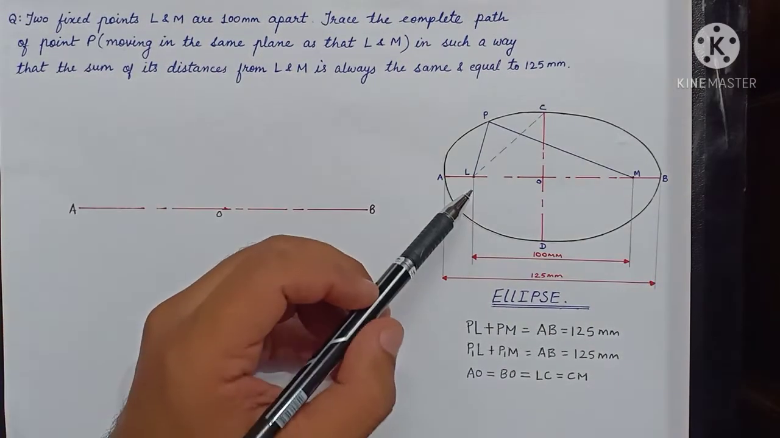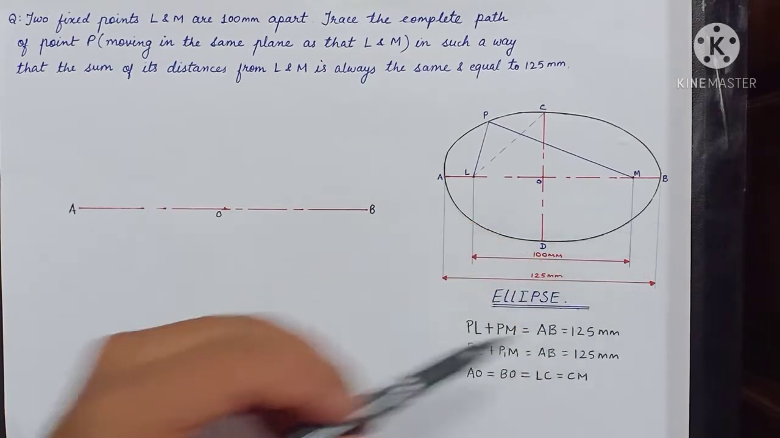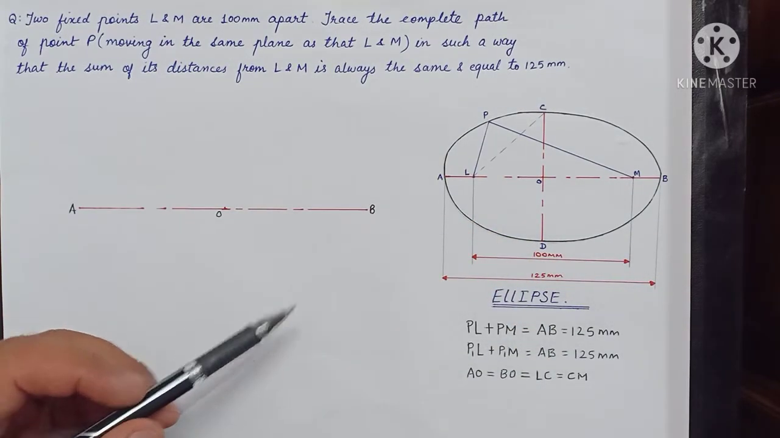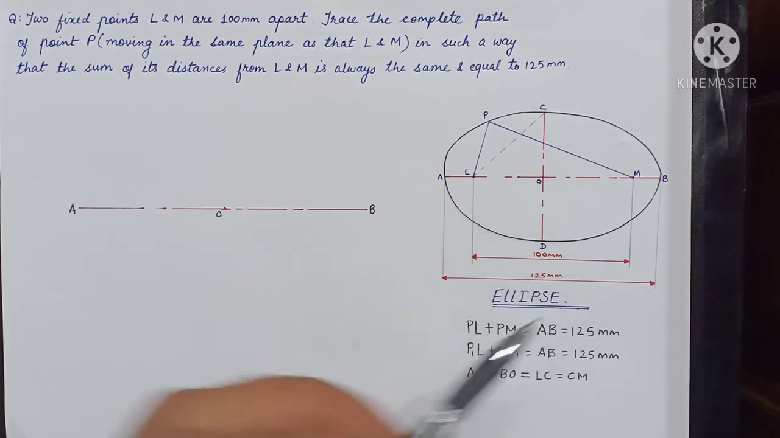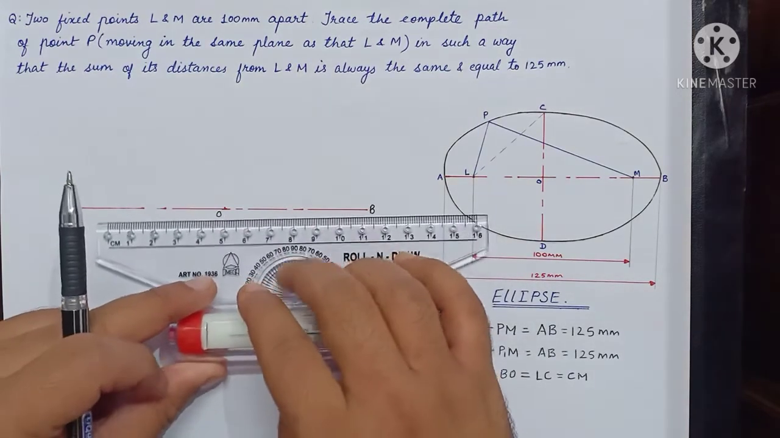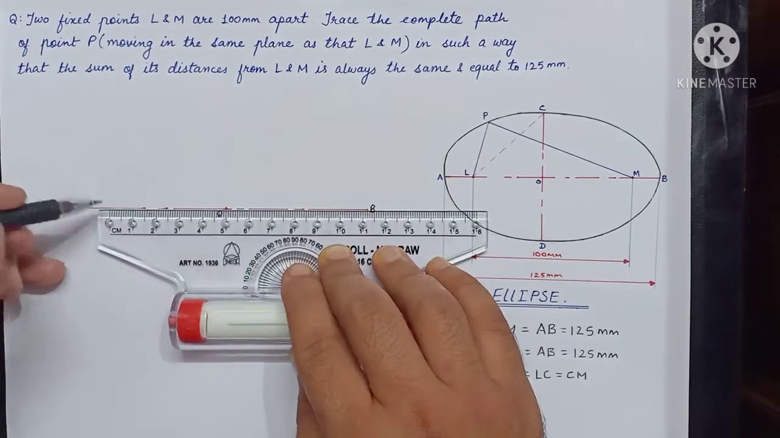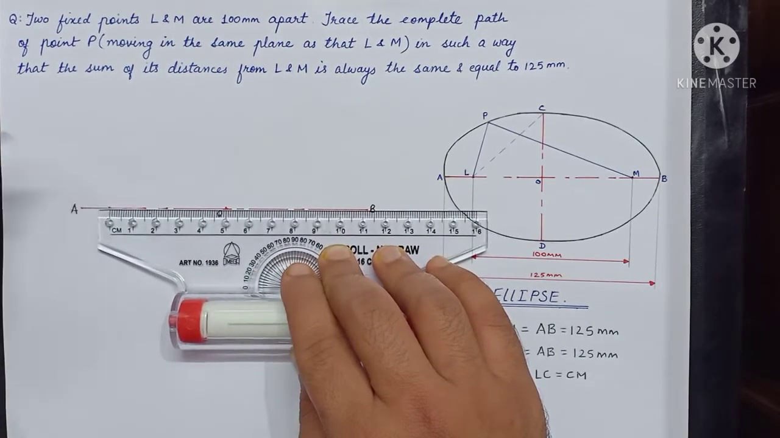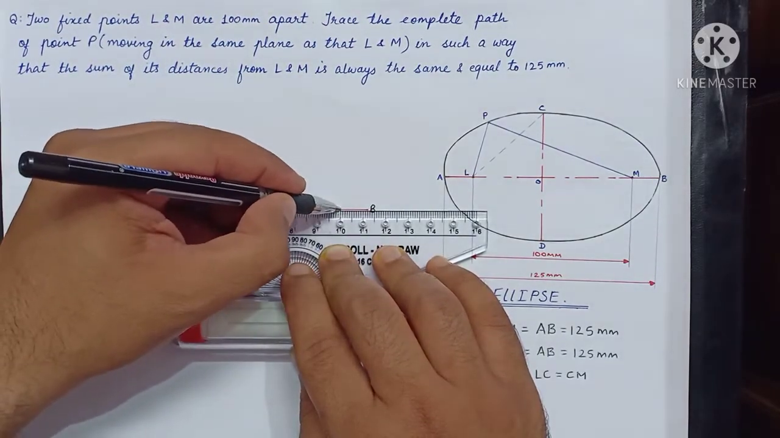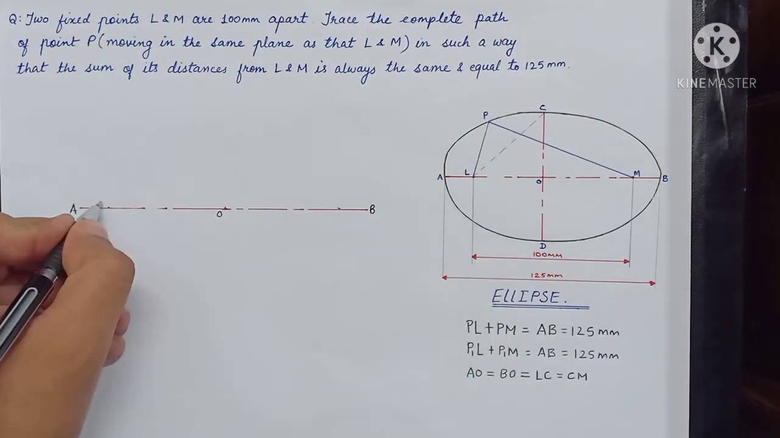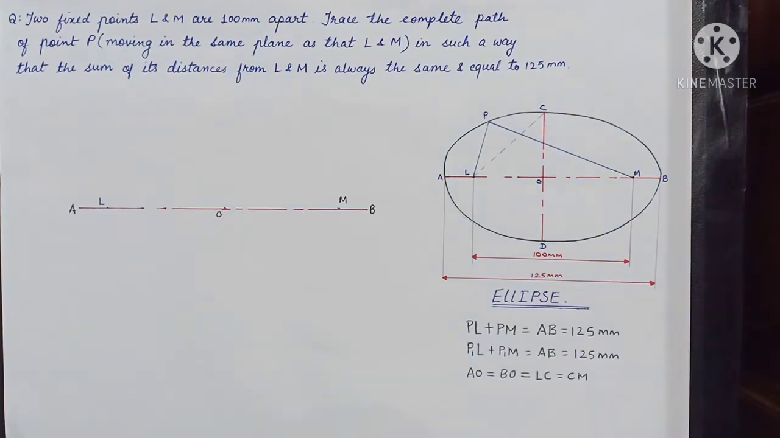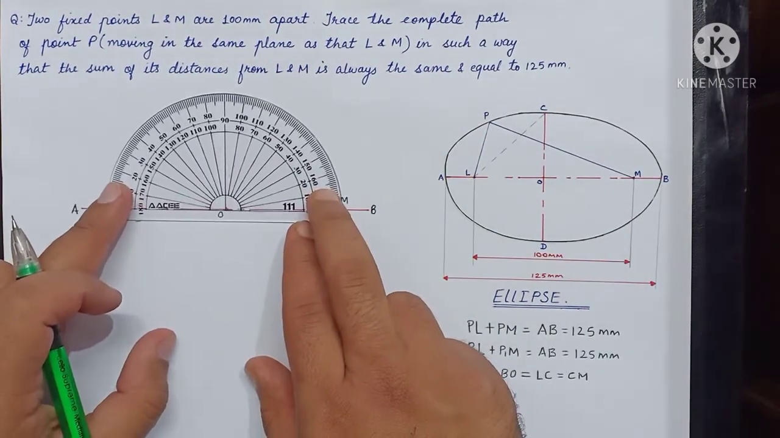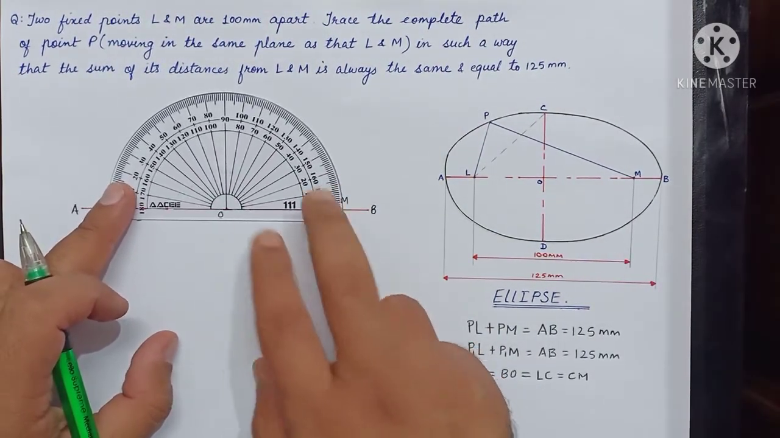Now we place 2 points L and M which are two focus points 100 mm apart, that is 50 mm to the right and 50 mm to the left. So we can measure from center O 50 mm both the sides. We get L and M. Then we draw minor axis which is perpendicular to major axis.